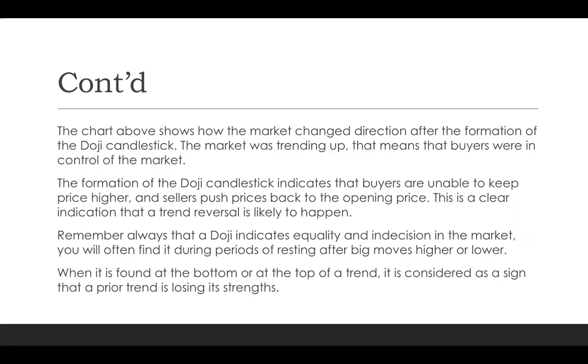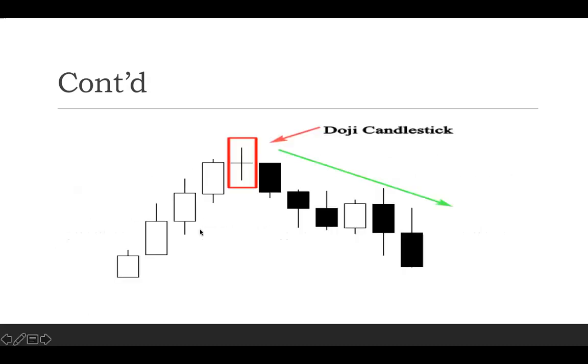Let's go. The chart that we just looked at shows how the market changed direction after the formation of the doji candlestick. The market was trending up. That means that buyers were in control of the market. The formation of the doji indicates that buyers are unable to keep price higher and sellers push prices back to the opening price. This is a clear indication that a trend reversal is likely to happen. So look at it again, the market was going up. When we see that doji pattern here, the market reversed and changed direction, right?